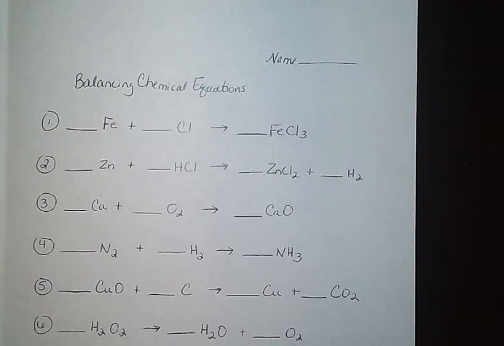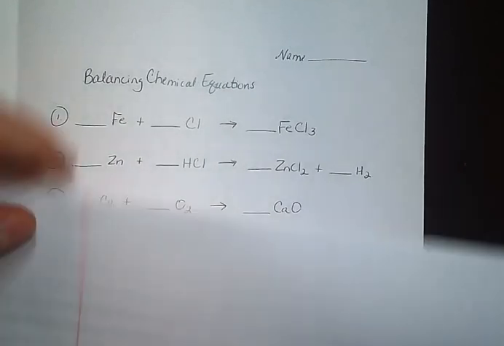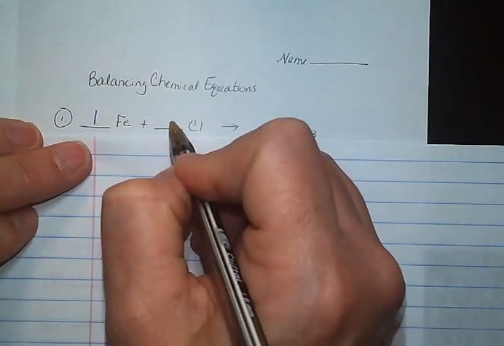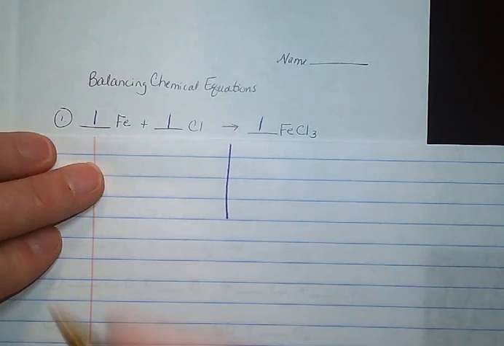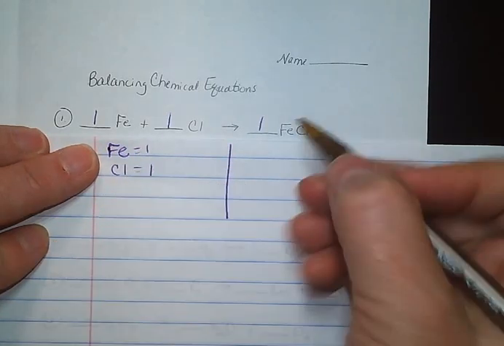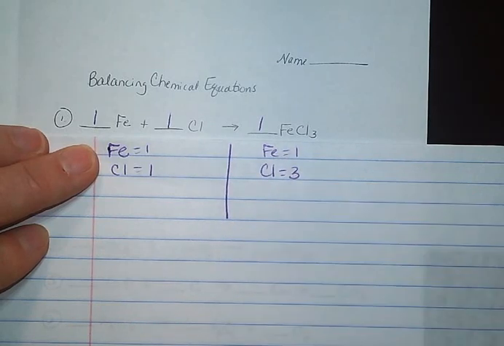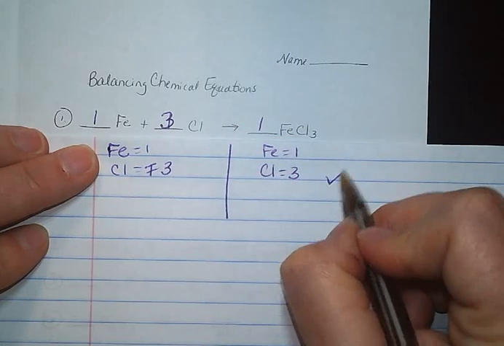Over here, I didn't give you the space to do your inventories, so I'm going to use a piece of scratch paper. If you can do these without scratch paper, that's fine. You don't have to necessarily show your work. If you're getting confused, you need to show your work. So right here, I'm going to do the same thing, and I'm going to put a line right here on my scratch paper, and I'm going to list what I've got. I've got 1 iron, and I've got 1 chlorine. I've got 1 iron, and I've got 3 chlorines. So I have to change this to a 3, and I'm balanced.